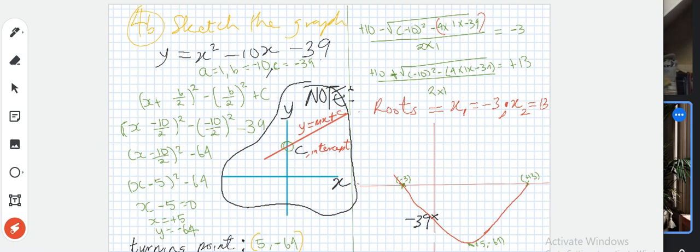Okay, go to page 5. Can you see it? Page 5? Yeah. Like here you are asked to sketch this graph: y equals x squared minus 10x minus 39. So you can identify what a is, what b is, what c is.